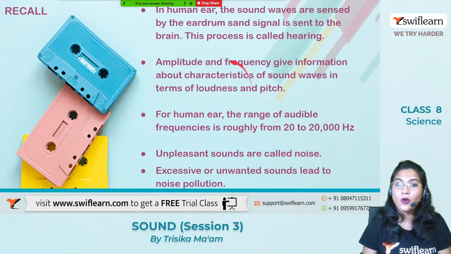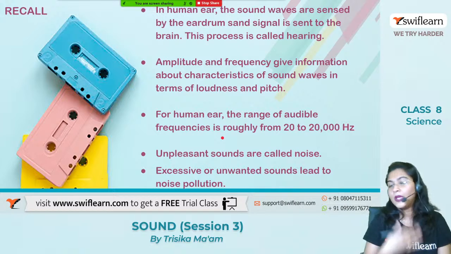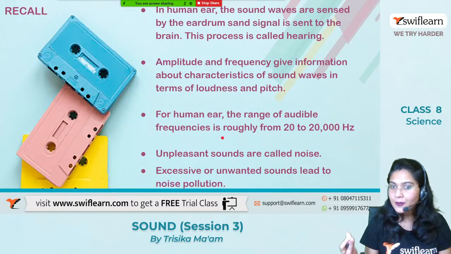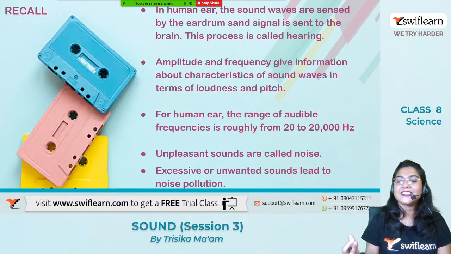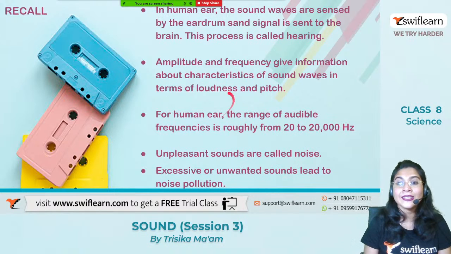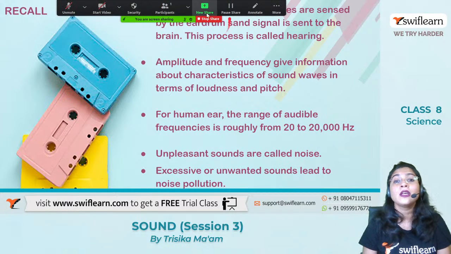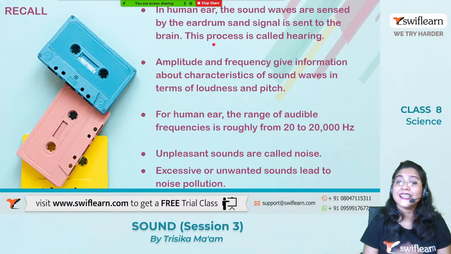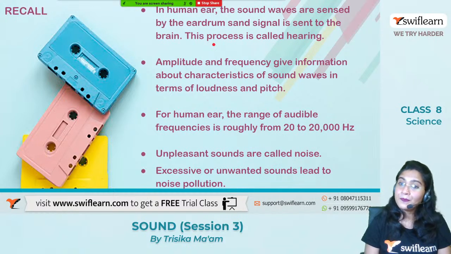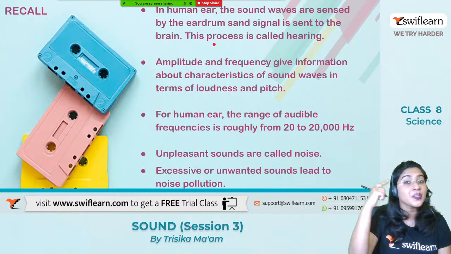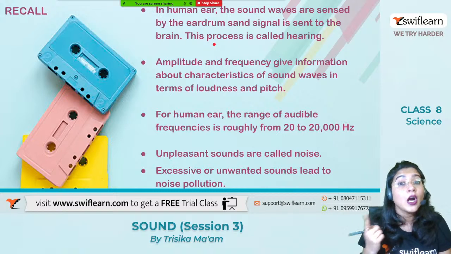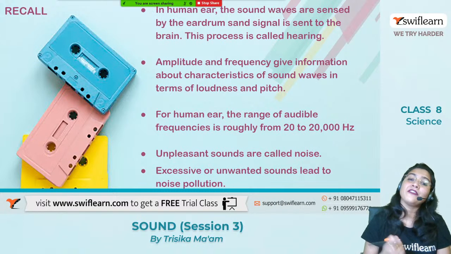Now let's recall whatever we have studied in today's session. I hope you have already understood what we have discussed in today's session about sound, right? So let's see what we have discussed. We discussed the human ear. In the human ear, the sound waves are sensed by the eardrum, and it sends the signal towards the brain with the help of what? Auditory nerve, right? Very good. And this process is called hearing.